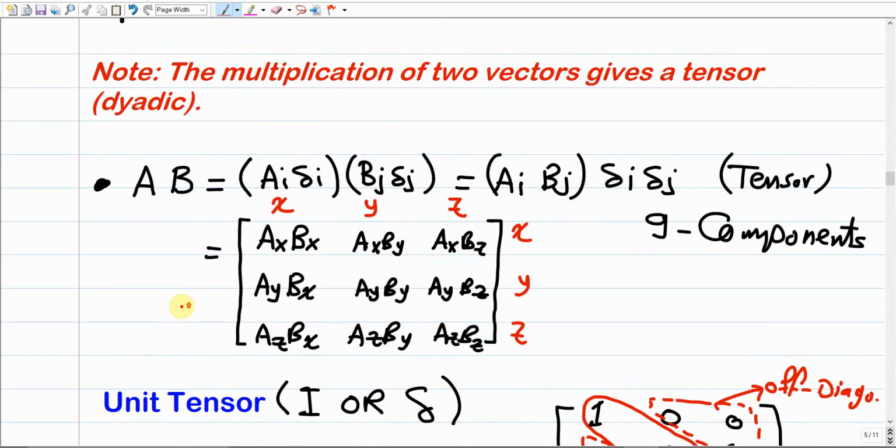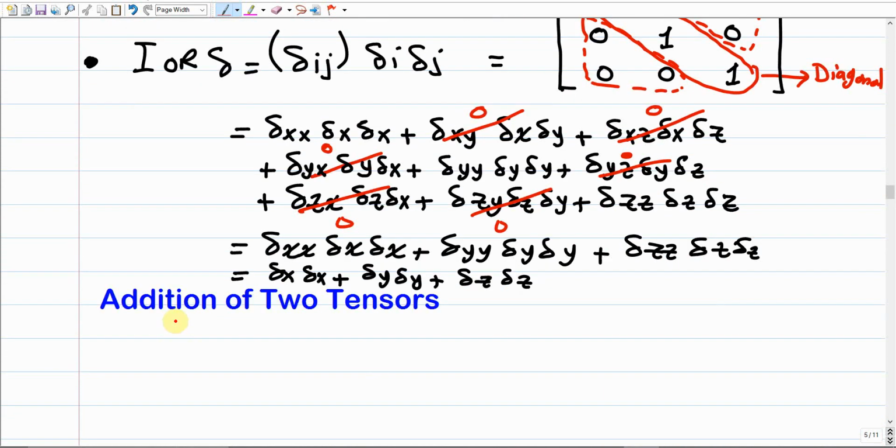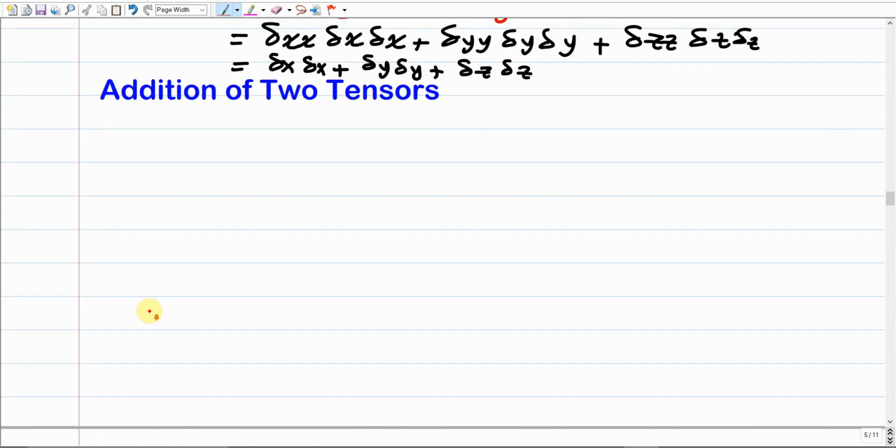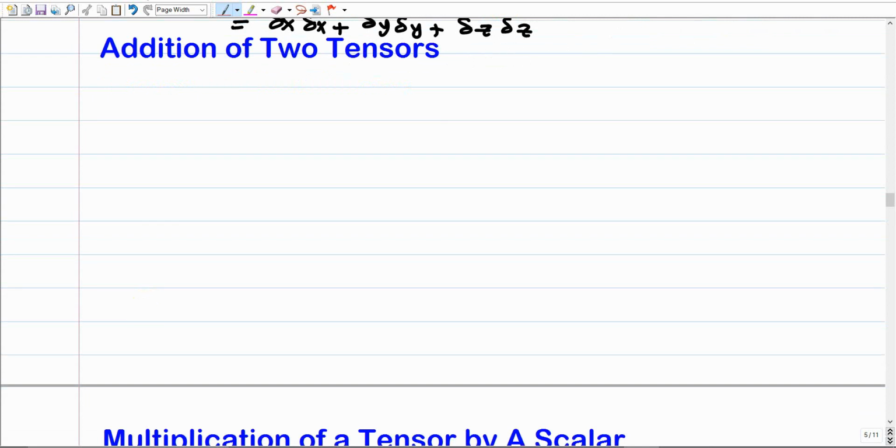So now we said that the multiplication of two vectors gives a tensor. Then we discussed the unit tensor. Now let us move to some of the operations that we can do over the tensors, starting with the addition of two tensors. So let us assume that we do have a tensor sigma, a second order tensor, plus tau.